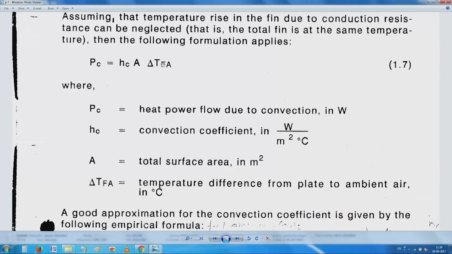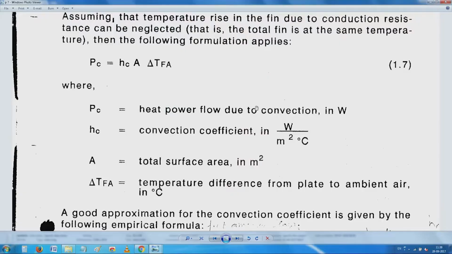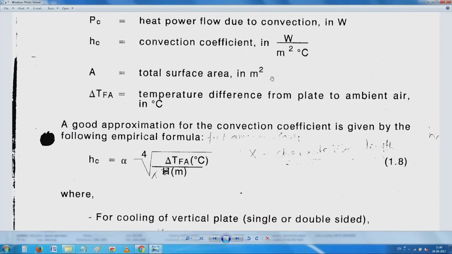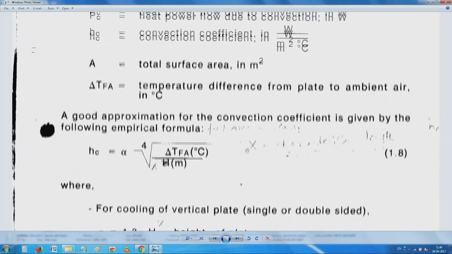end up with one more time Hc here. Just as we had a heat transfer coefficient in conduction, we have a heat transfer coefficient in convection. Our whole problem is how do we get that Hc, the heat transfer coefficient in convection. It is not yet, it is not that easy as it looks. A good approximation can be given by the following formula.